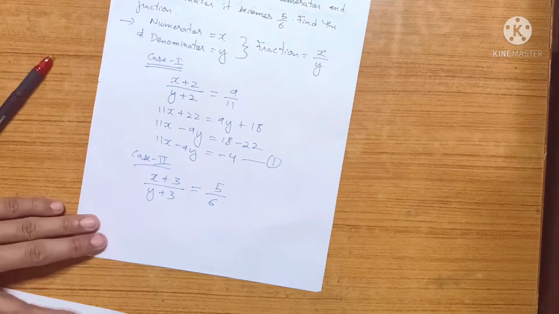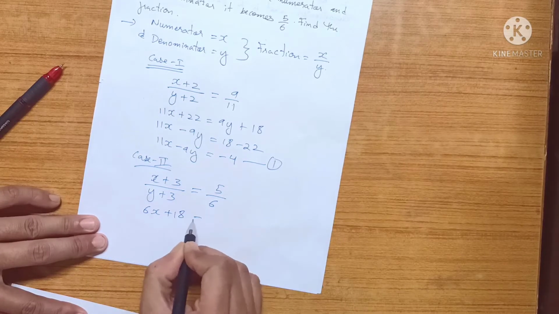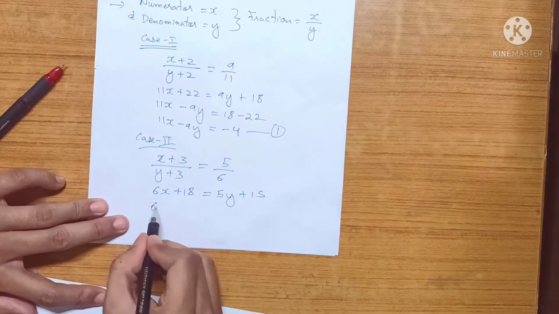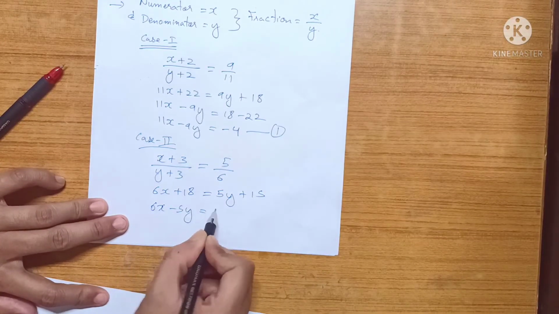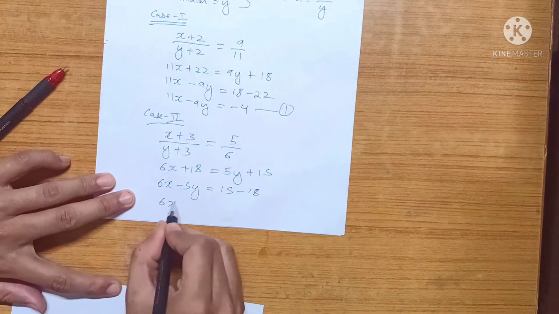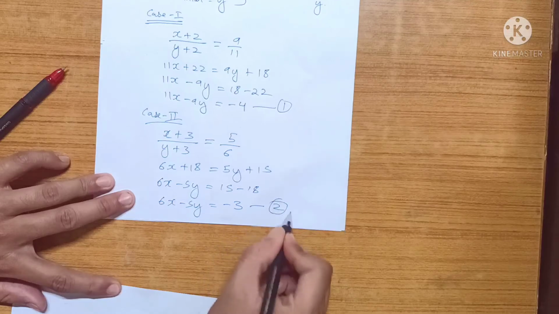So let's do the same thing. I'll cross multiply here. 6x plus 18 equal to 5y plus 15, and then 6x minus 5y equal to 15 minus 18. So we'll get 6x minus 5y equal to minus 3, which will be our equation number 2.